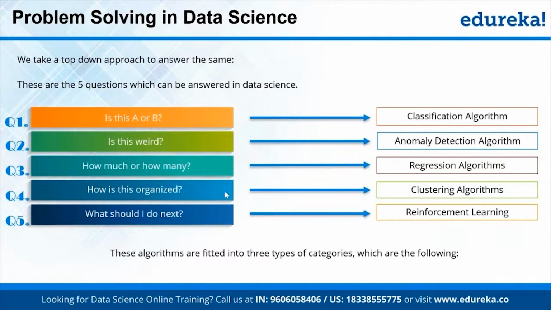How is this organized? For your website, you are interested in creating groups based on user preferences. So you'll say, tell me, how do I organize this? And then there is, what should I do next? This is about reinforcement learning, or about neural networks or deep learning, autonomous cars and all. These all are examples of reinforcement learning. Now you need to understand these algorithms in detail, like how they are working.